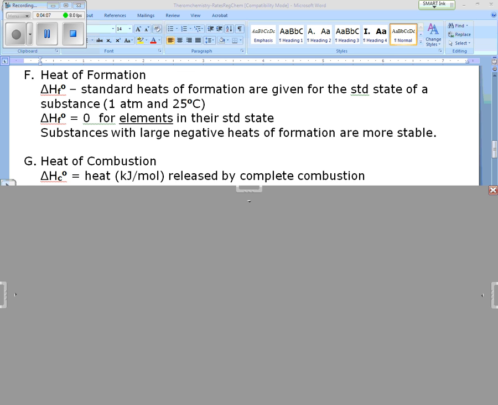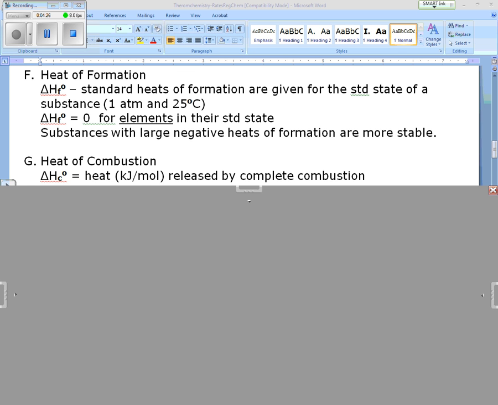Now, you can't measure heat of combustion in a coffee cup calorimeter. It would be a bad move. So we have a different type of calorimeter to find our heat of combustion. And it has a really cool name, but it doesn't really live up to its name. It's a bomb calorimeter. And it's not as cool as it sounds.